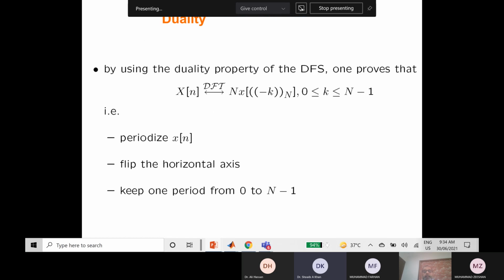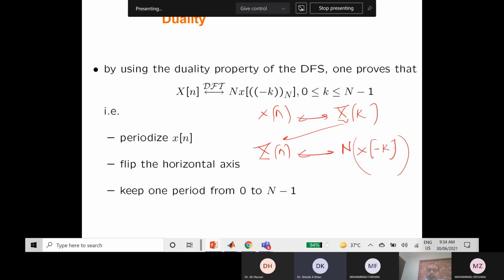Circular shift की duality हमें पता है, that if x of n का Fourier transform is capital X of k, and you bring it here in time domain and again take its Fourier transform, it will be N x of minus k. Okay, and this is a circular flip. इसको circular दिखाने के लिए वो यहाँ पे एक ब्रैकेट डालता है और इधर N लिख देता है कि this is a circular flip. It is a circular flip.